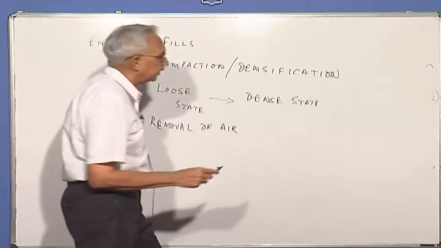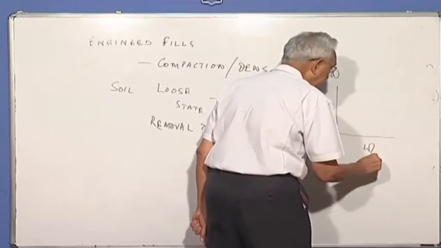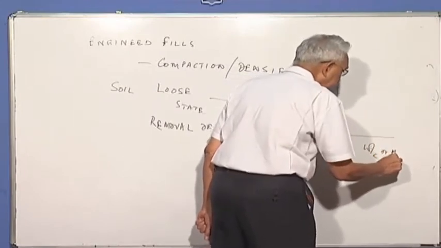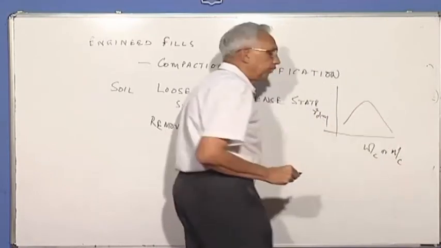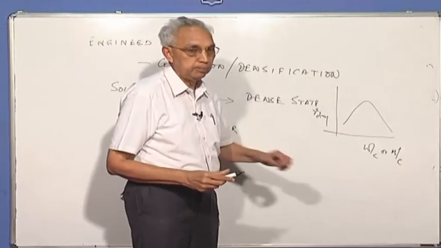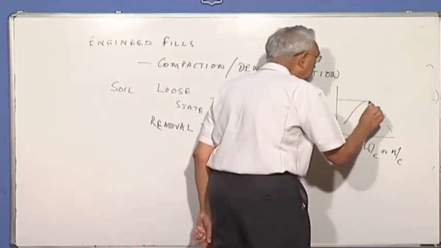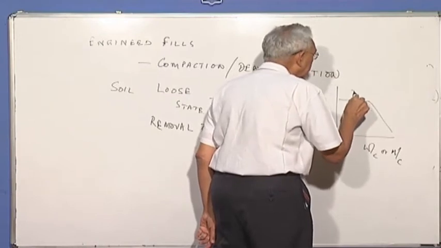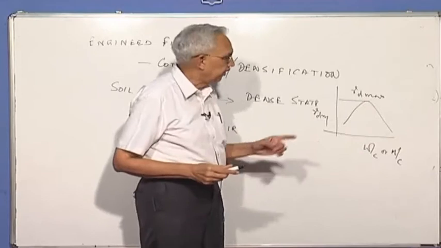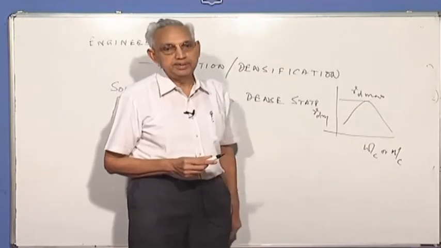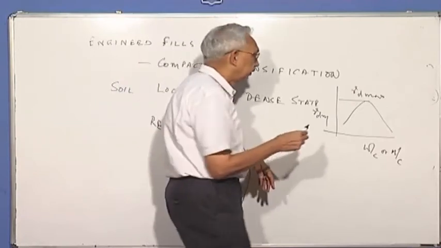And we found out that when you are giving energy by means of a rammer, when you plot water content, or moisture content, against gamma dry, very interestingly, you get a sort of parabolic curve, concave downward, which has a peak value, which we call gamma d maximum. That is, for a given energy, this is the maximum dry unit weight one can achieve. So you know what is the best that can be possible.